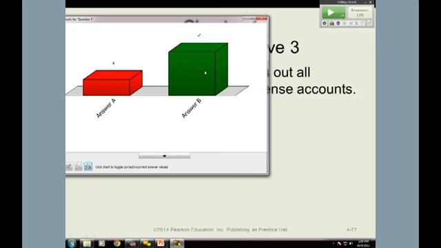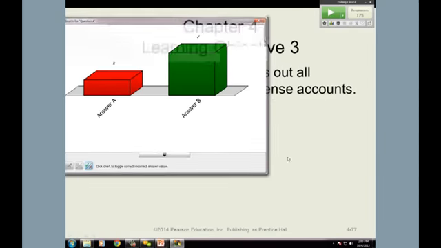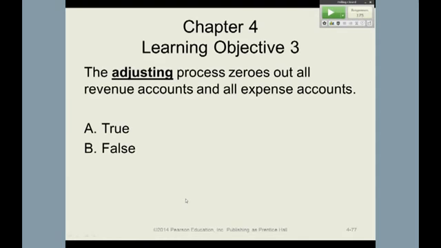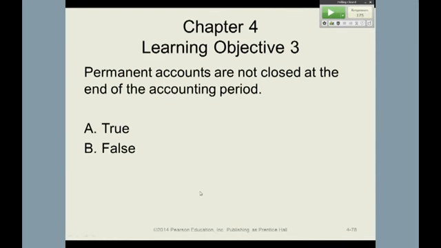All right, so if you got that one wrong, just make sure you know that the adjusting process doesn't close out the accounts. The adjusting process is designed to reflect the accruals and deferrals that occurred during the period. Okay. The next one is easy. I just wanted to see. Well, at least I know that 27% of the people don't pay attention. It's better than I thought. All right. Permanent accounts are not closed. Of course, that is true, I would hope.